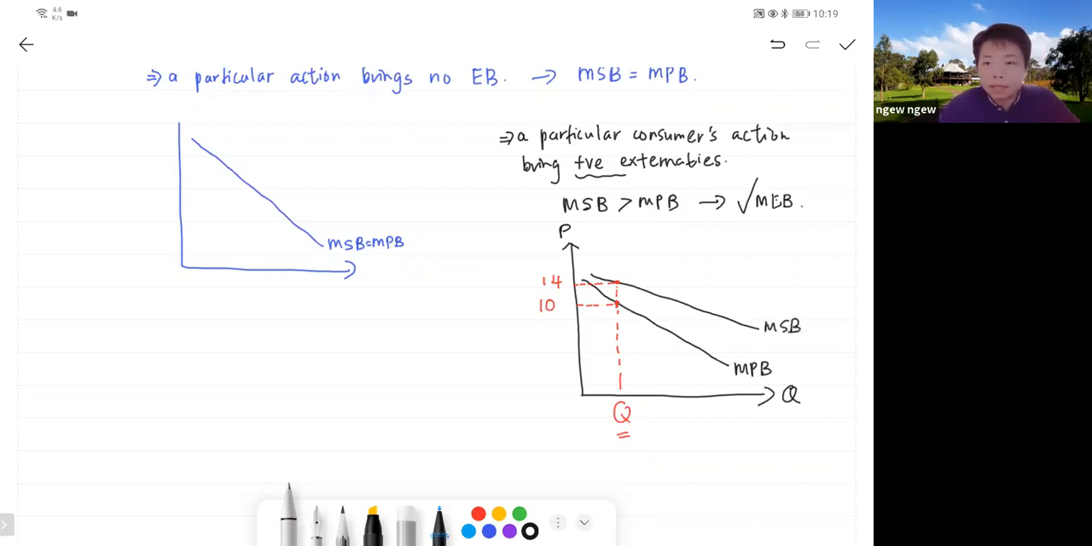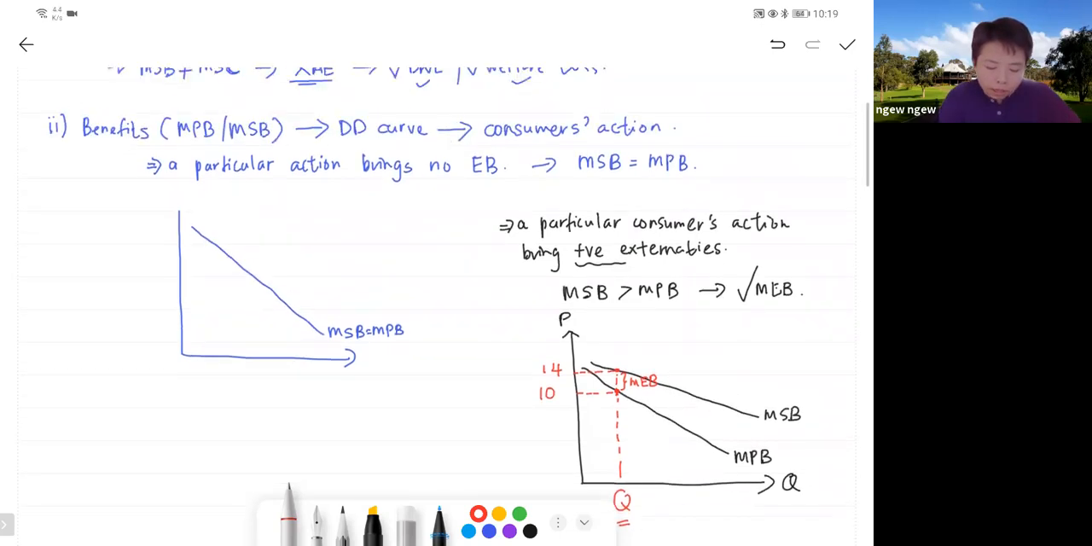The gap between the two curves refers to your marginal external benefit, because private benefit plus external benefit equals social benefit. So this is some basic knowledge that you need to know.